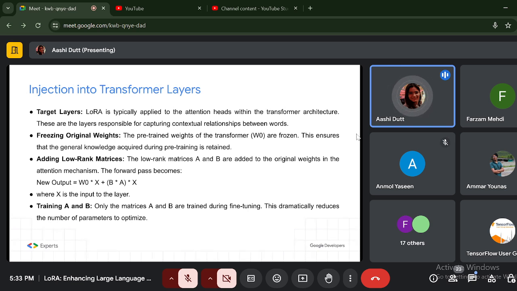So during fine tuning, only the matrices A and B are trained, and we are not working around W. So what happens is that instead of those billions of parameters in W, we just have to now train those small parameters in A and B. That would take less compute to give us the output. So this dramatically reduces the number of parameters that we need to optimize, right?